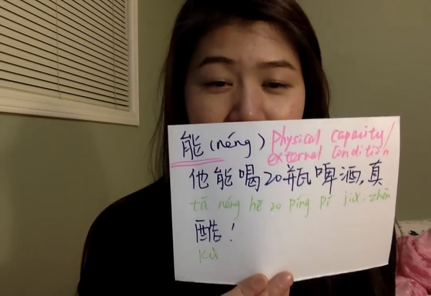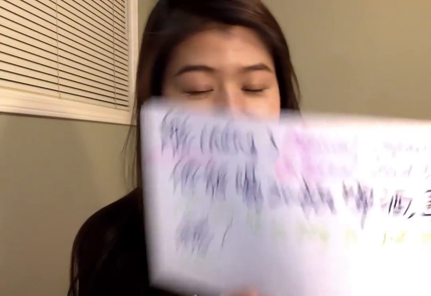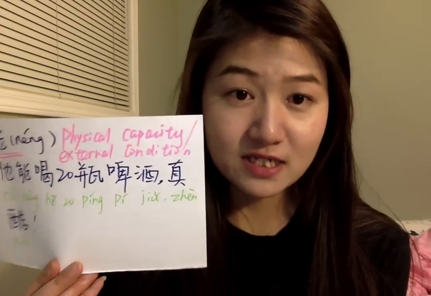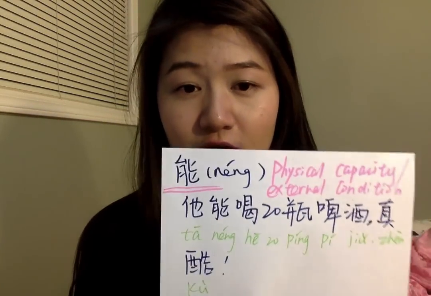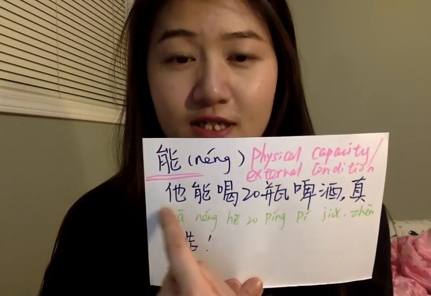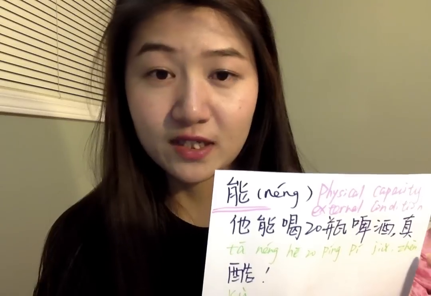Okay, so first one, 能. Let's repeat, 能, 能, perfect. 能 means a physical capacity or external condition. So let's take a look at the example first. Here, there's a sentence, this line is Chinese characters, and this line is pinyin.